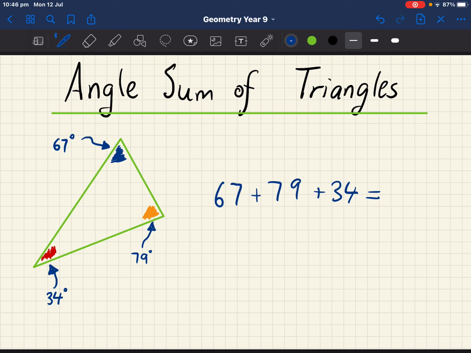All right, welcome to lesson 2. So this one is the angle sum of triangles. You're going to see the phrase angle sum a lot in this topic, particularly in the second half, actually right through it, to be honest. Angle sum refers to what all of the angles add up to. And for triangles, it's really simple.